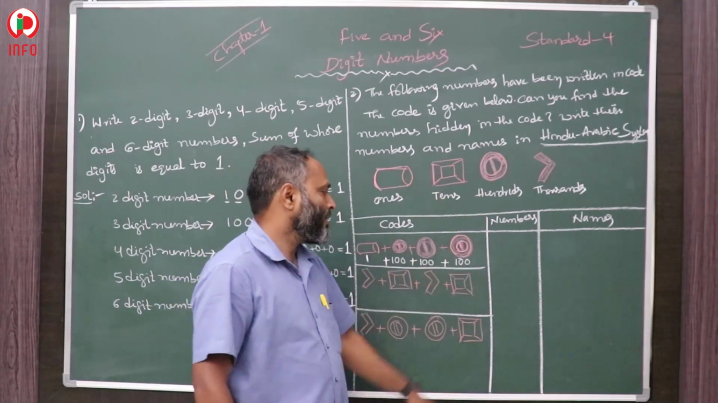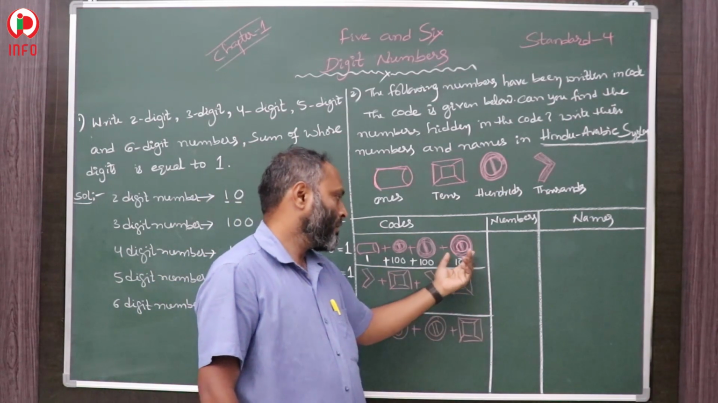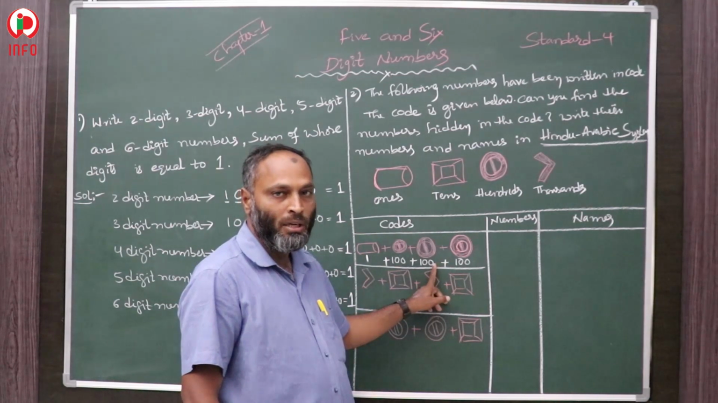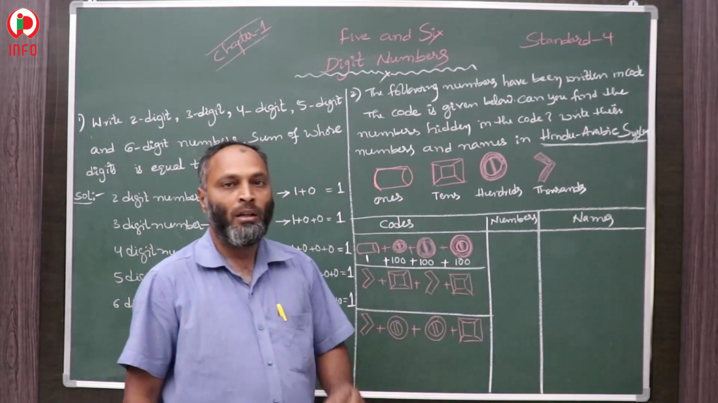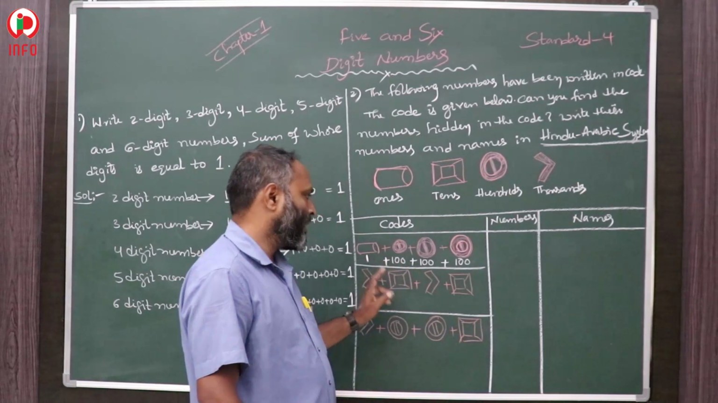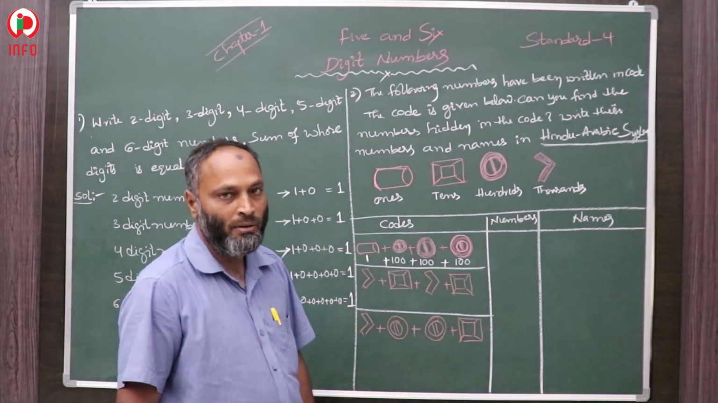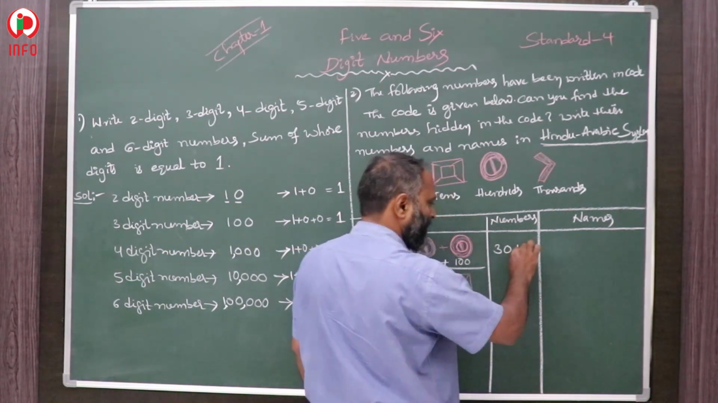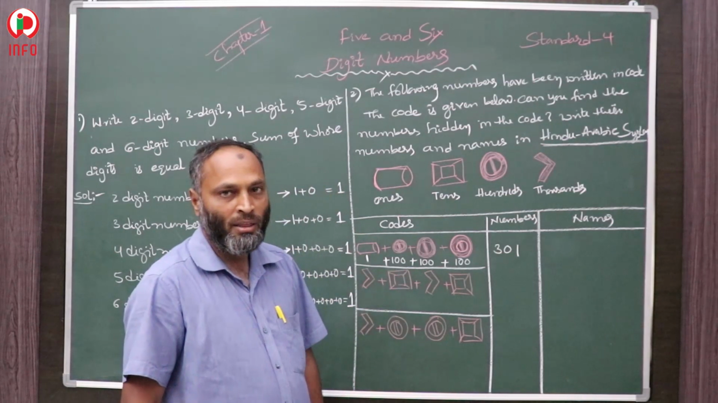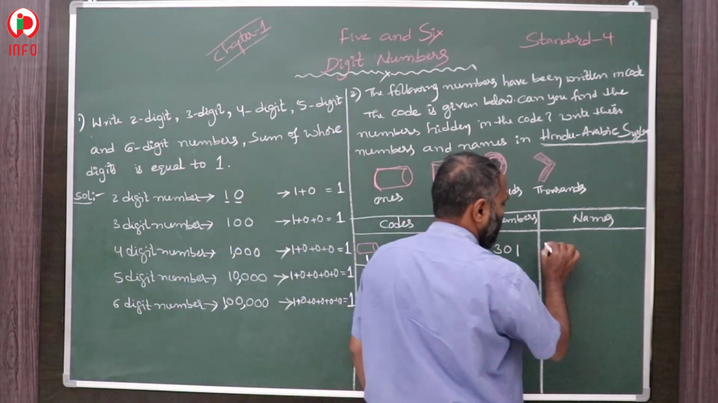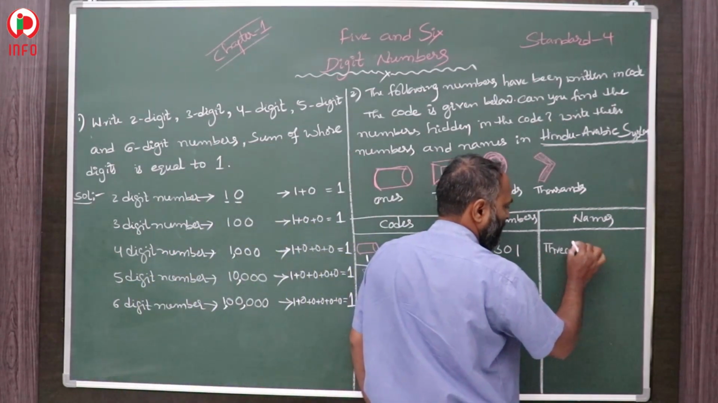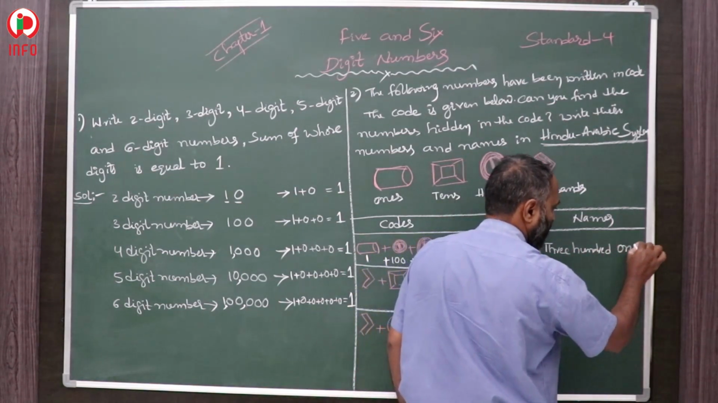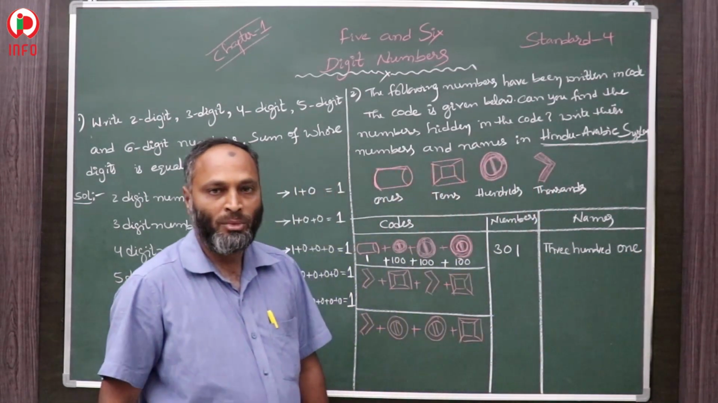And here how many circles do we have? 3 circles, means 3 hundreds. 100 plus 100, 200, 200 plus 100, 300. 300 plus 1, that is 301. This is the number. Then the name: 301.